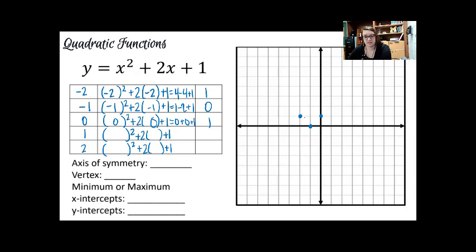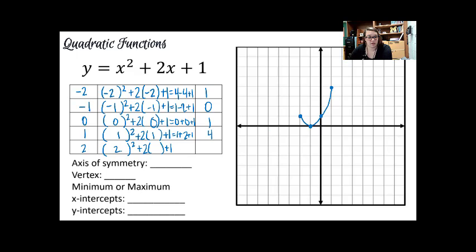Ooh, can you see how this is going to look? If I just connect these three, I already have a good idea of what this is going to look like. Let's plug in the next one and see what happens. 1 is going to go in these spots. So 1 squared is 1. 2 times 1 is 2, plus 1. 1 plus 2 is 3, plus 1 more is 4. So there's a point at 1, 4.